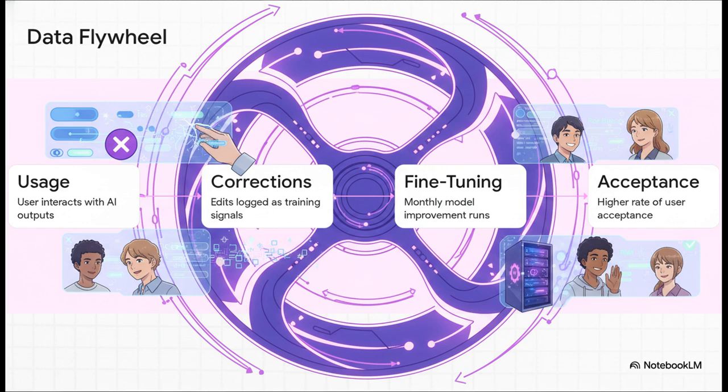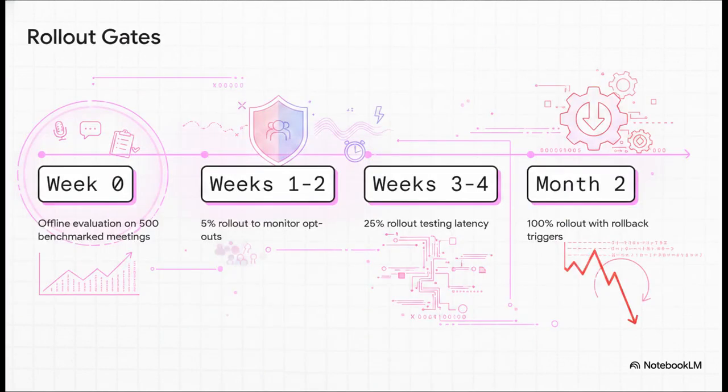But here's the catch. You spec this out immediately. You do not just bolt it on later. Your rollout plan also changes drastically. You need strict evaluation gates. Week 0 is offline evaluation on a benchmark of 500 meetings. Then, in weeks 1 and 2, you might do a 5% shadow rollout really just to monitor if users are opting out. In weeks 3 and 4, you push to 25% to test for latency.